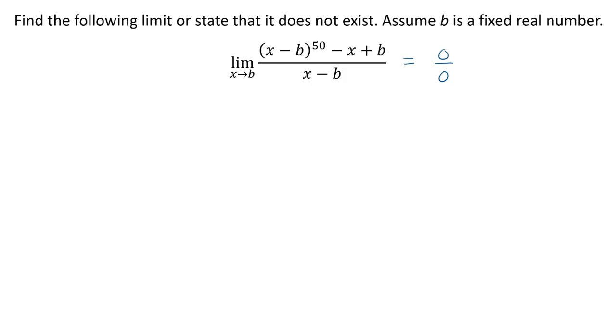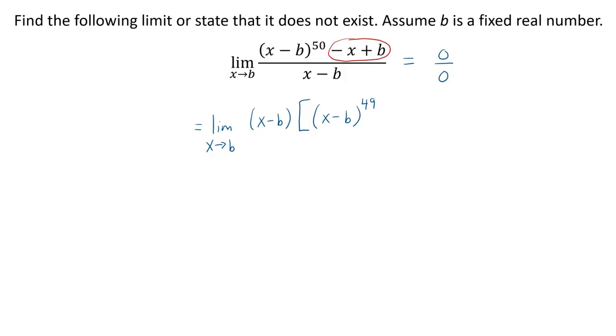This is still a fraction, and upon initial inspection, it doesn't look like we can use the factor and cancel technique, but we can. If we study the numerator enough, we find that there is a common factor of x minus b in the numerator. So let's factor x minus b from our terms in the numerator. If we factor x minus b from (x minus b) to the 50th, well, that'll give us (x minus b) to the 50th divided by (x minus b) to the 1st, which leaves us with (x minus b) to the 49th.